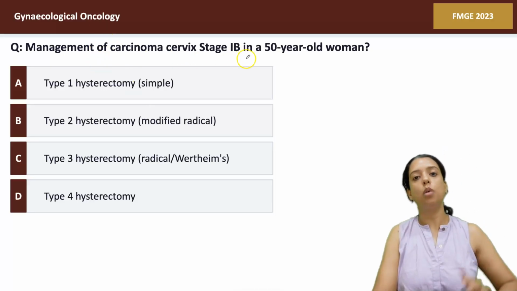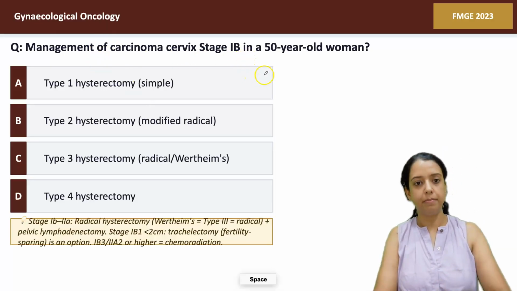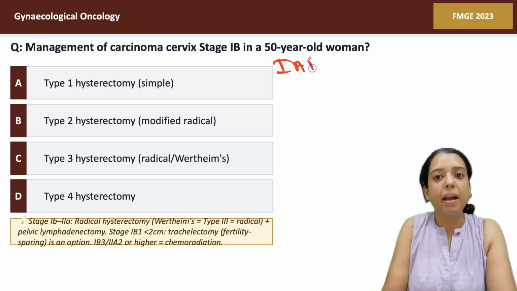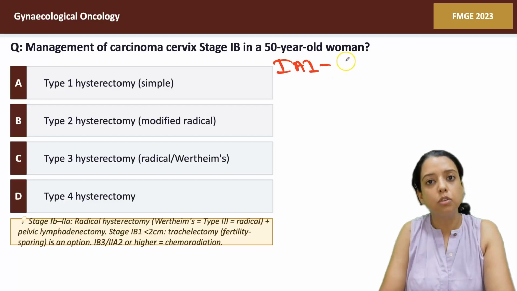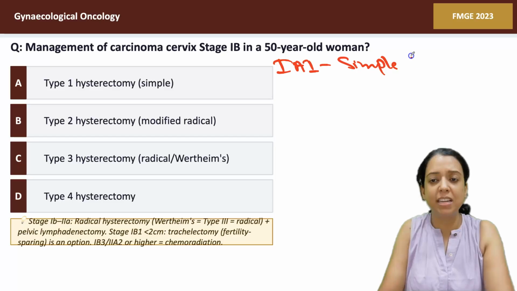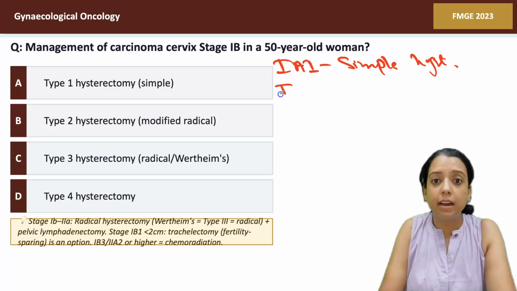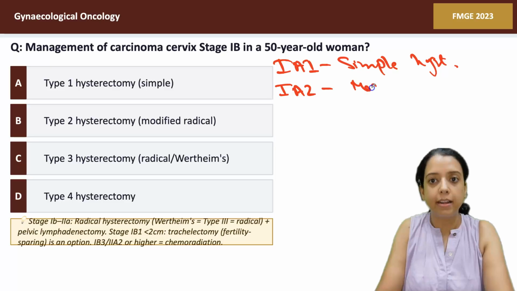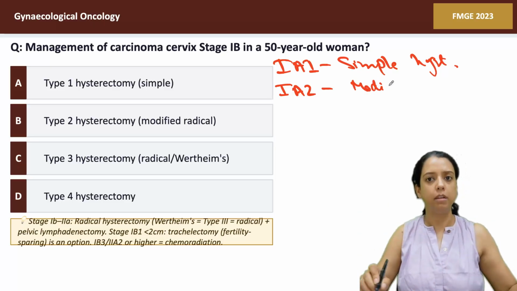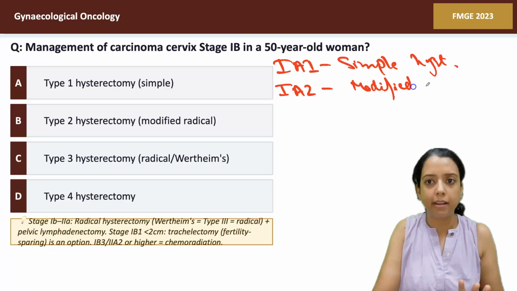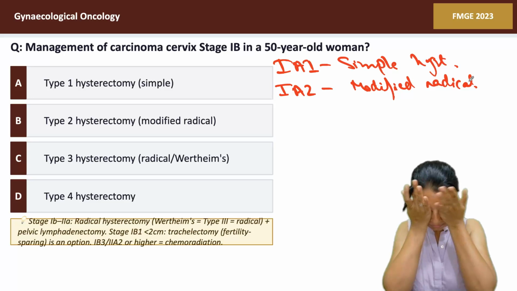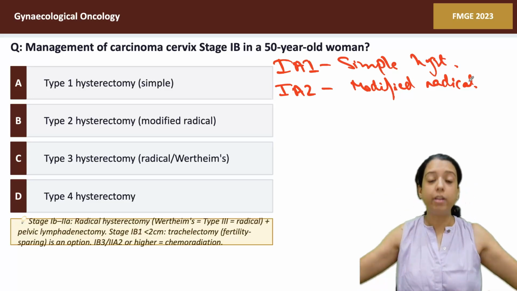Management of cancer cervix stage 1B. How will you remember? So remember, stage 1A1 is a very microscopic, very small stage. You will do simple hysterectomy. When it is a simple stage, you will do simple hysterectomy. Why do extensive surgeries? Now, when it is a little bigger, 1A2, you need a modified radical. Radical means remove everything, so don't remove everything, you do a modified radical. It is a little more extensive than simple, but not radical.